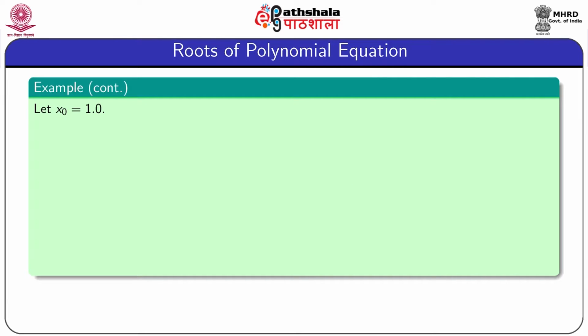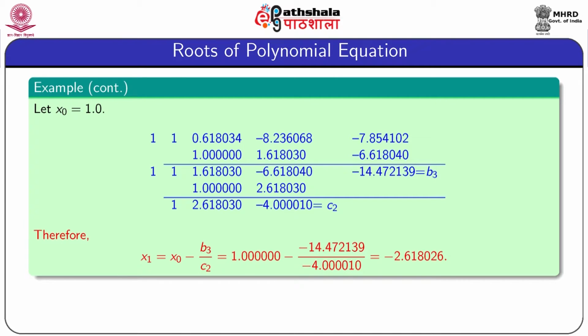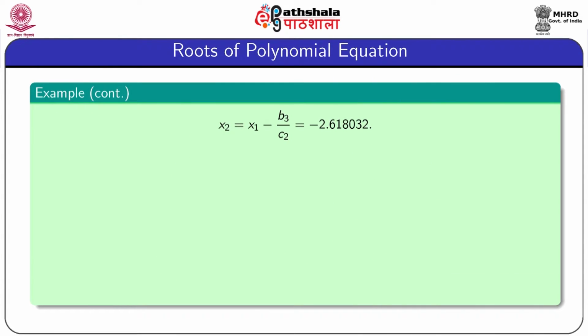Now, we find the second root of the given polynomial, starting from the reduced polynomial q(n minus 1). To find the second root, we assume that the initial guess is equal to 1.0. So, using the same method, we calculate the b's which are shown in the third row of the table, and the fifth row gives the values of c's. Therefore, the first iterated value of the second root x1 equals x0 minus b3 by c2, and it is minus 2.618026.